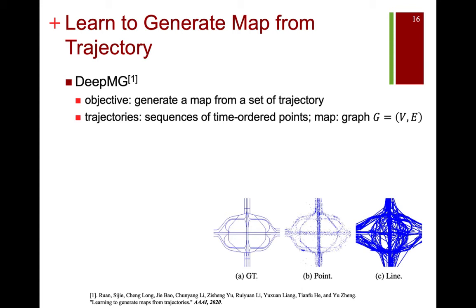But the performance of this kind of method, as you can imagine, is not good, right? If the representative points are not the exact intersections of the road network, there will be a lot of shortcut roads generated, which do not exist in the real road network.